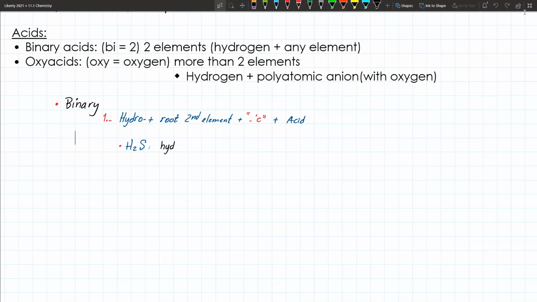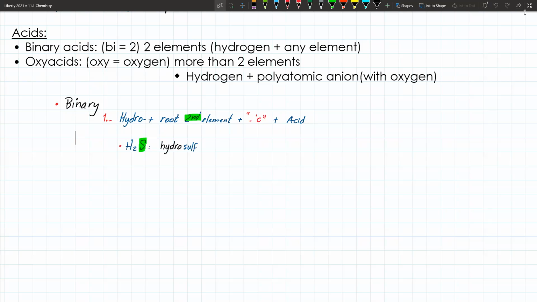Now it says root of the second element. So the second element is sulfur. The root for sulfur is sulf, okay? Sulf.